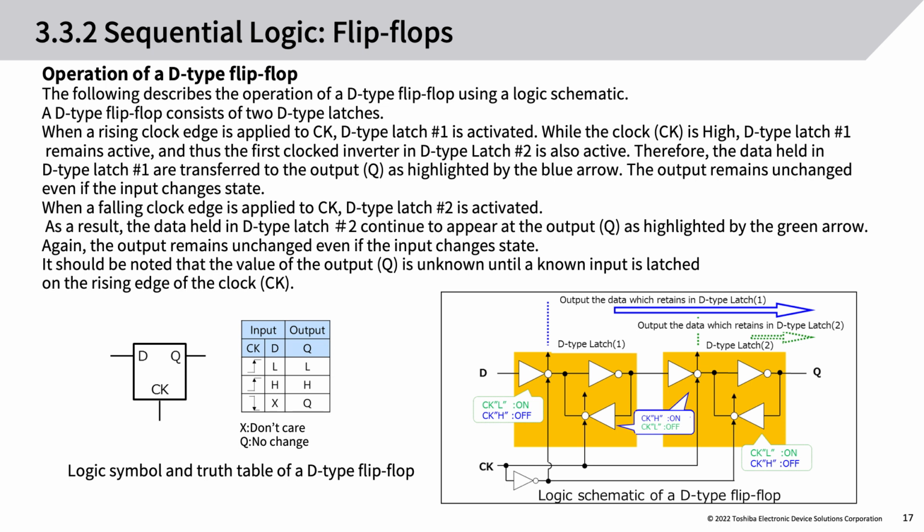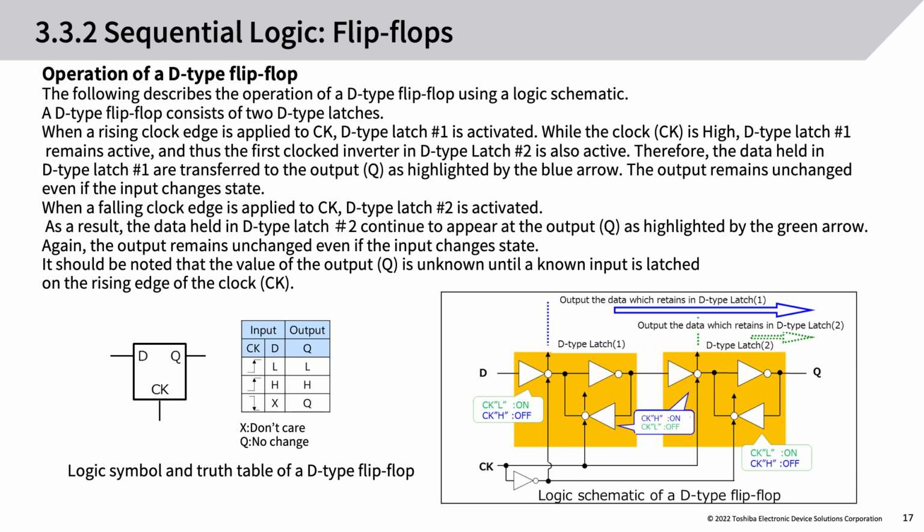When a rising clock edge is applied to CK, D-type latch 1 is activated. While the clock, CK, is high, D-type latch 1 remains active, and thus the first clocked inverter in D-type latch 2 is also active. Therefore, the data held in D-type latch 1 are transferred to the output, Q, as highlighted by the blue arrow. The output remains unchanged even if the input changes state.